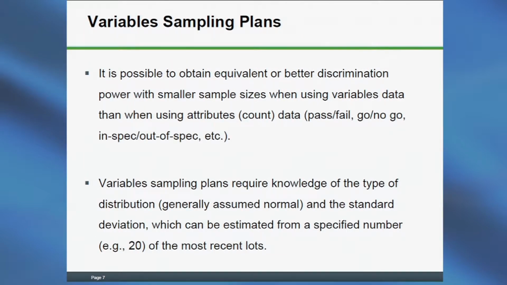So in a variable sampling plan, it's possible to obtain equivalent or better discrimination power, even with smaller sample sizes, than when using attributes data: count, pass, fail, go, no-go, or in-spec, out-of-spec type data. Now, a variable sampling plan requires knowledge of the type of distribution. Generally, we assume that it's normal, but I'm going to show you some cases where that isn't exactly the case.